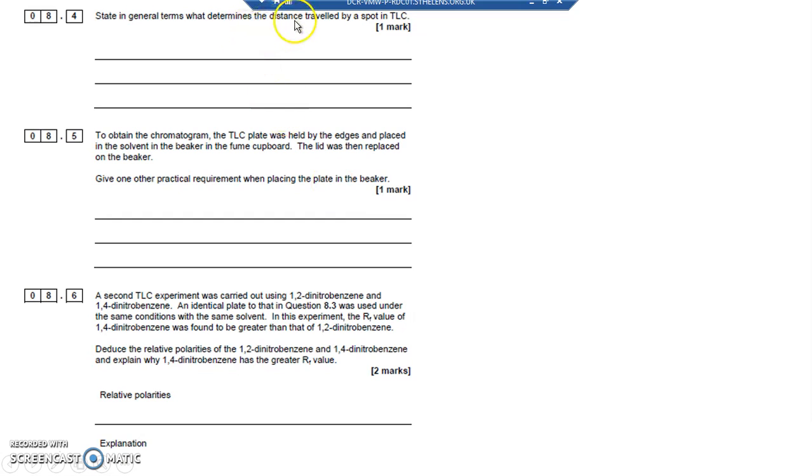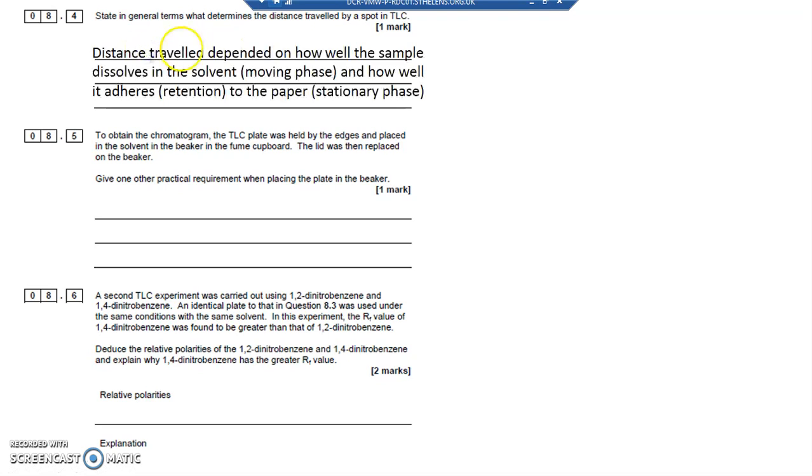State in general terms what determines the distance travelled by a spot in a thin layer chromatogram. So what is it in general terms? Well, it depends on two factors really. It depends on how well the sample dissolves in the solvent, the moving phase, as the solvent rises up the plate, and how well it adheres, or a process called retention, how well it is retained by the paper, how well it sticks to the paper. The paper is not moving, so that's called the stationary phase.